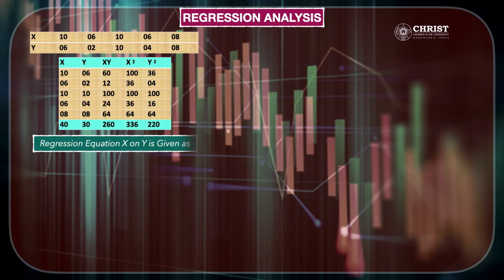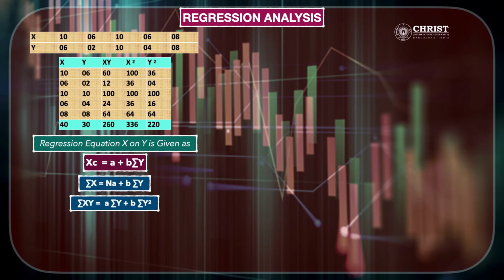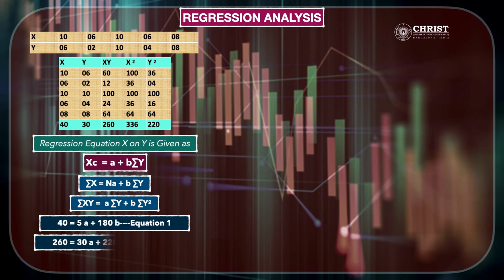And the regression equation x on y is Xc is equal to a plus b sigma y. Two normal equations: sigma x is equal to na plus b sigma y, and sigma xy is equal to a sigma y plus b sigma y square. So substituting the values in the equation, we will get 40 is equal to 5a plus 180b. This we are calling equation 1. The second equation is 260 is equal to 30a plus 220b. We are calling it equation 2.